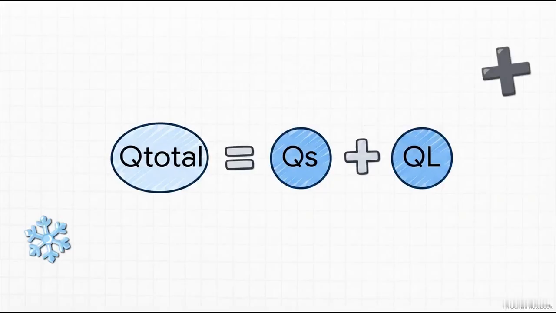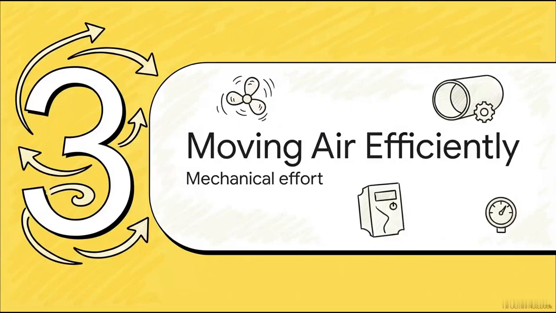So, achieving true comfort means adding both the sensible temperature load and the latent humidity load together. Think about it. If an engineer only calculates for sensible heat, sure, the room might read 72 degrees on the wall, but it's going to feel like a damp swamp. Your total cooling load, or Q total, ensures the equipment has the raw power to handle both the heat and the moisture. All right, section 3, moving air efficiently.